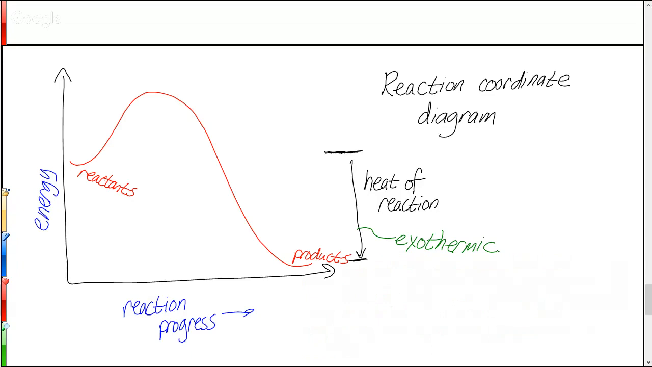All right, so now let's deal with that hump in the middle. What's going on with that? Why don't the reactants just go down to the products? Let me give you an example. Let's say a combustion reaction. Anybody like burning stuff? Have you ever burned some stuff?